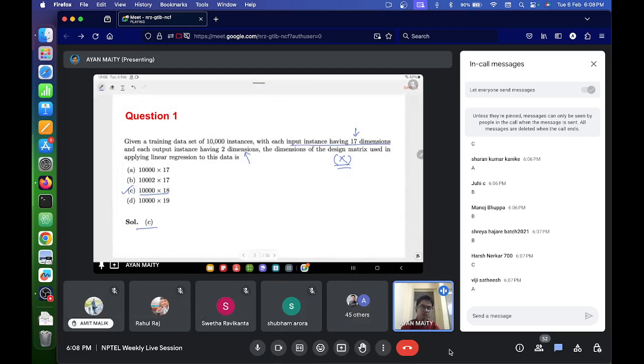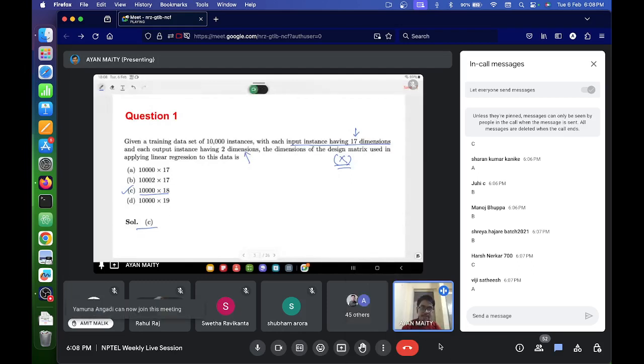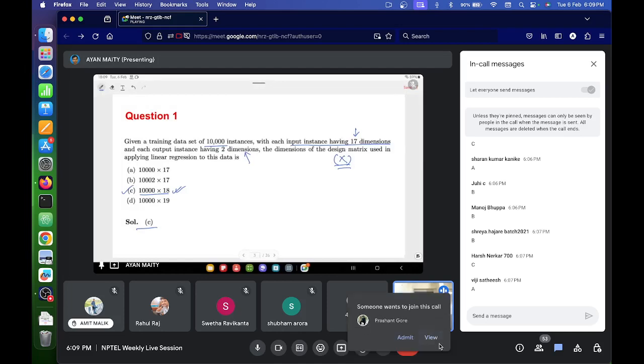So 17 dimensions or 17 features are there, but we have to add one intercept dimension, which is 1 for every input instance. We have to add that as the 18th dimension. So it becomes 18 columns in the design matrix, and there are 10,000 instances, so there will be 10,000 rows and 18 columns. So that's why the answer would be 10,000 into 18. That will be the design matrix or the X matrix here. Is there any doubt in this question?